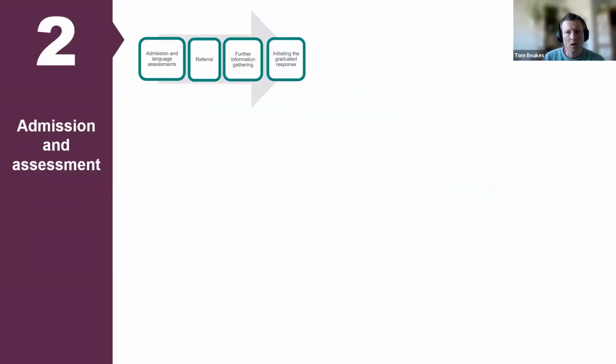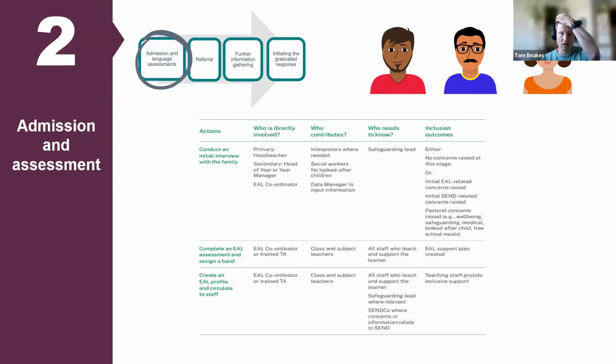And the first stage we focus on is admission and language assessment. There's a lot of information here, especially for the EAL coordinator, the special educational needs coordinator or equivalent role, and also your senior leadership. At the start of the section, you'll find a table which summarizes those key actions, who is involved and who contributes. It's done in this table form throughout the guidance, and you'll see that repeated throughout.